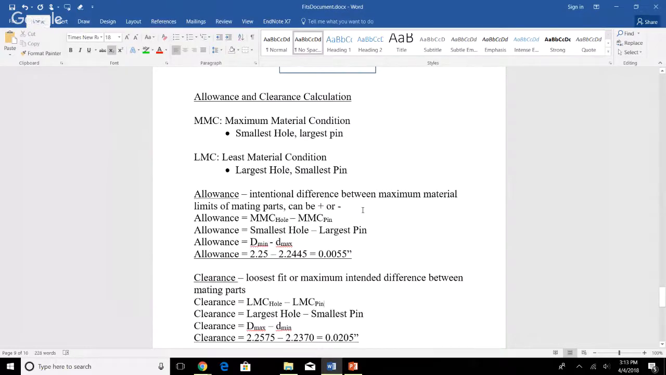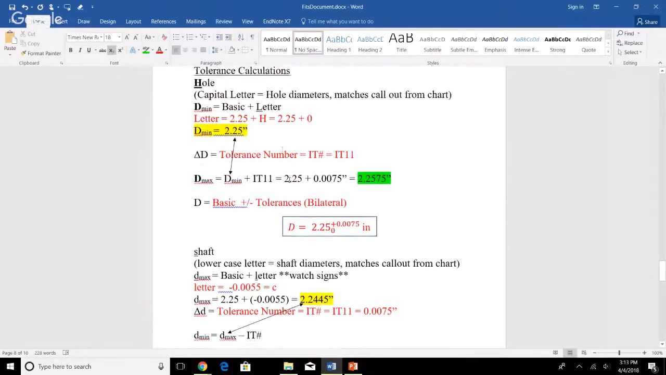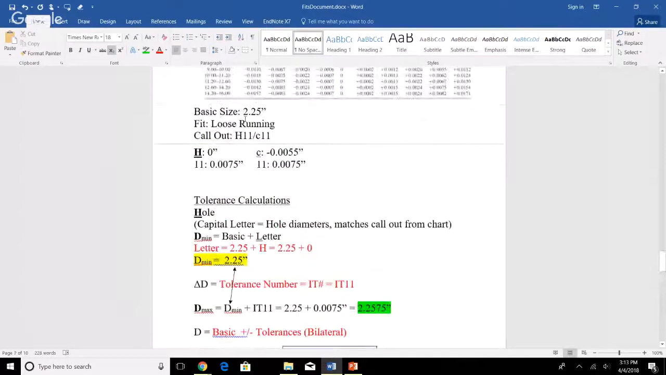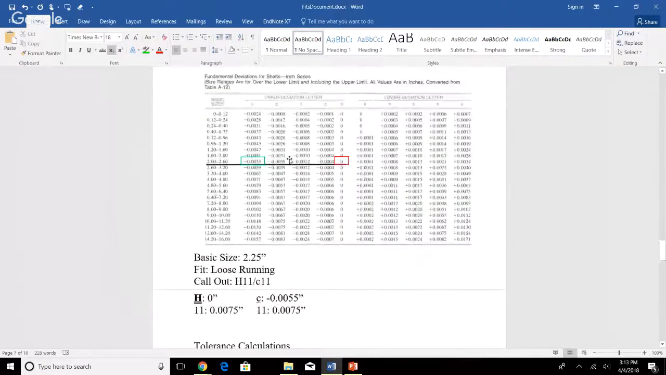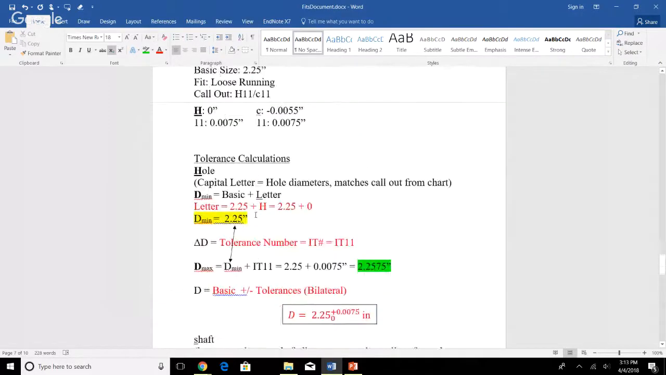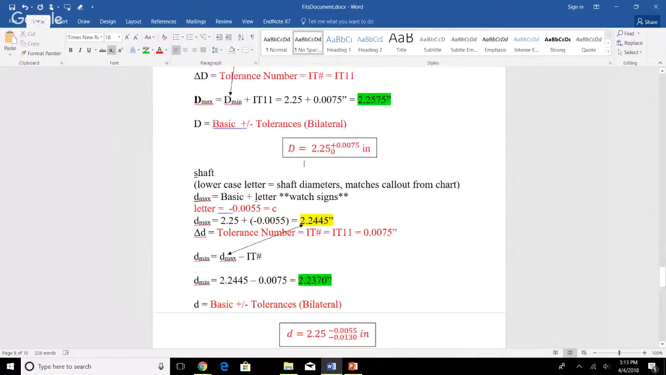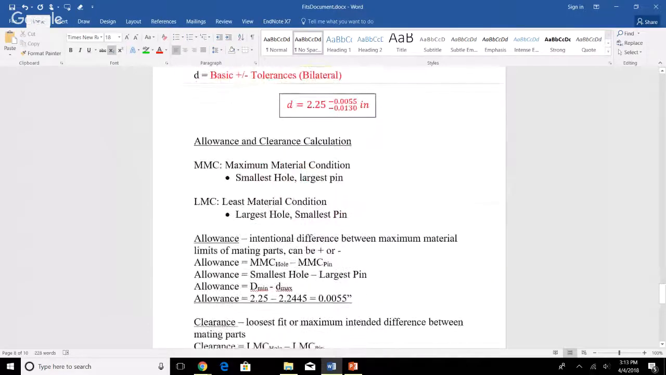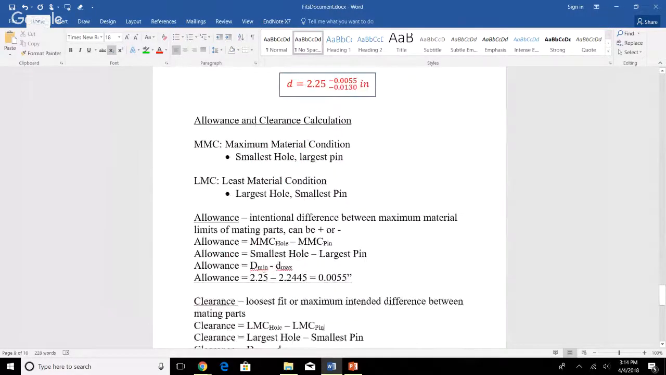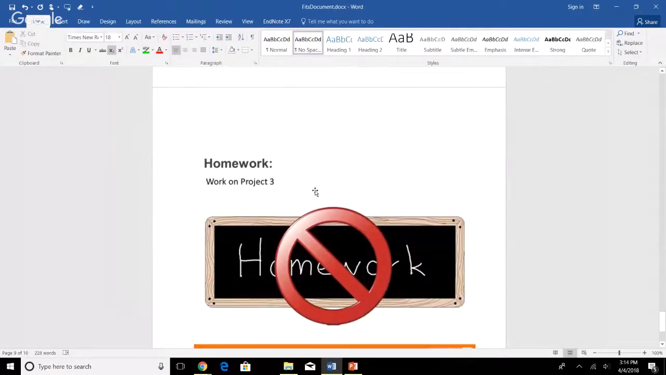Okay, so we found our tolerances and calculated the maximum and minimum diameters for a loose running fit between a shaft and a hole of basic size 2.25. So we went up here to our charts, found the proper numbers that correspond to our callouts, ran through our calculations to find our D min and D max for the hole and the shaft, and then we wrote up our tolerances, and then came through here and calculated our allowance and clearances. Okay, that will do it for this video lecture.